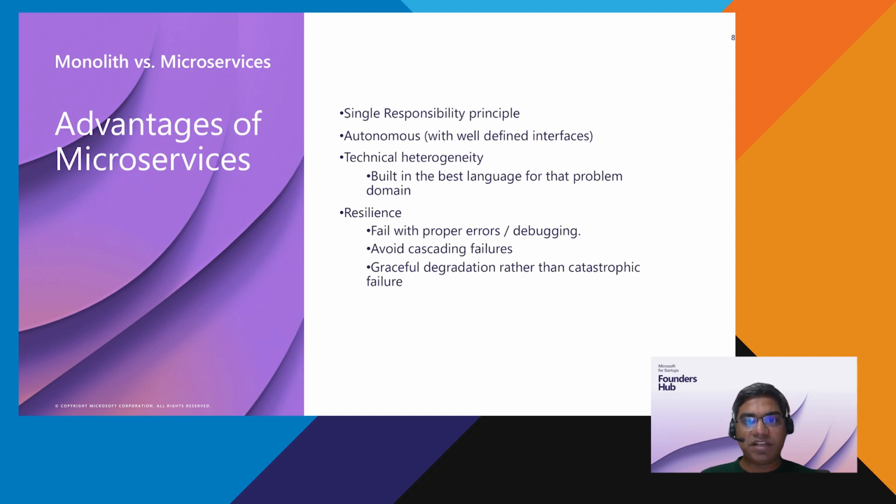So there are multiple advantages of microservices. I would say the best advantage is the single responsibility principle. A microservice does one thing and does one thing well. It can be autonomous with well-defined interfaces. There can be technical heterogeneity. What that means is if you have multiple languages in your stack, you can build in the best language for that problem domain. It's also resilient. You fail with proper errors or debugging, and cascading failures are much less, because, just to contrast it with a monolith, if the monolith fails, then the entire application goes down.